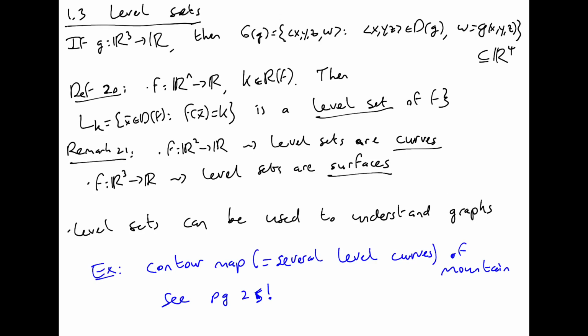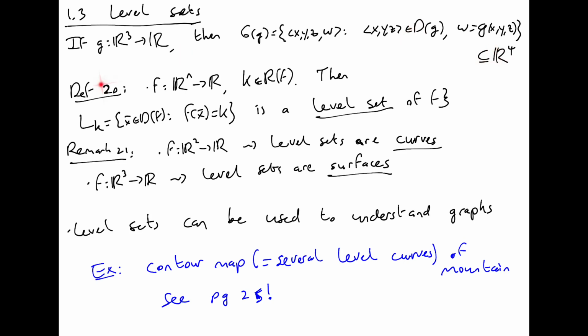Let us continue with the last section, section 1.3 on level sets. Some motivation for this is the following. Suppose I've got g, a function of 3 variables. Then its graph, as we've seen before, needs an extra variable. So those are the points x, y, z, and w, or maybe x1 up to x4, such that (x, y, z) is in the domain of g, and w is equal to g(x, y, z). This involves 4 variables, so this is a subset of 4-dimensional space. And it's very difficult to draw a 4-dimensional picture. So it's hard to make a picture of the graph of such a function.